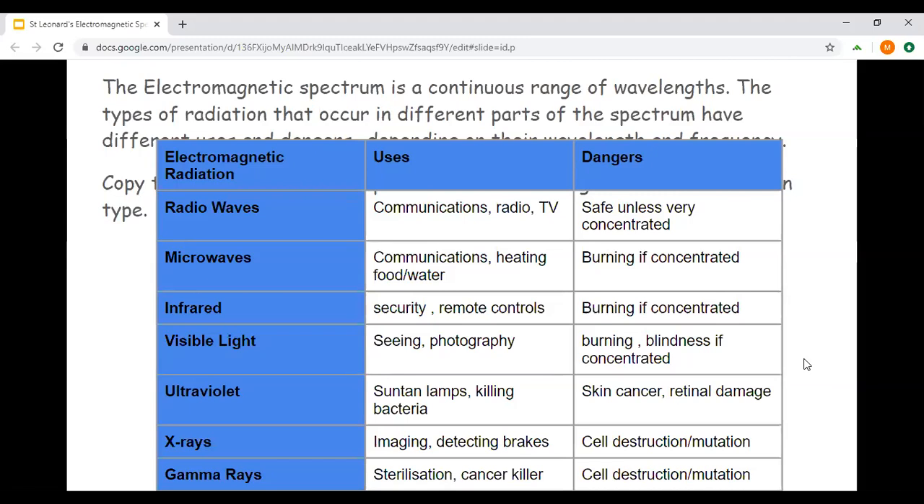Visible light, so the spectrum of colour that we created last lesson, used for seeing and photography, and it can cause burning and blindness if it's concentrated. An example of this is when you use a magnifying glass in sunlight, you get a very concentrated beam that can start fires. Or if you look at the sun through any kind of magnification, it can cause severe damage to your eyes.